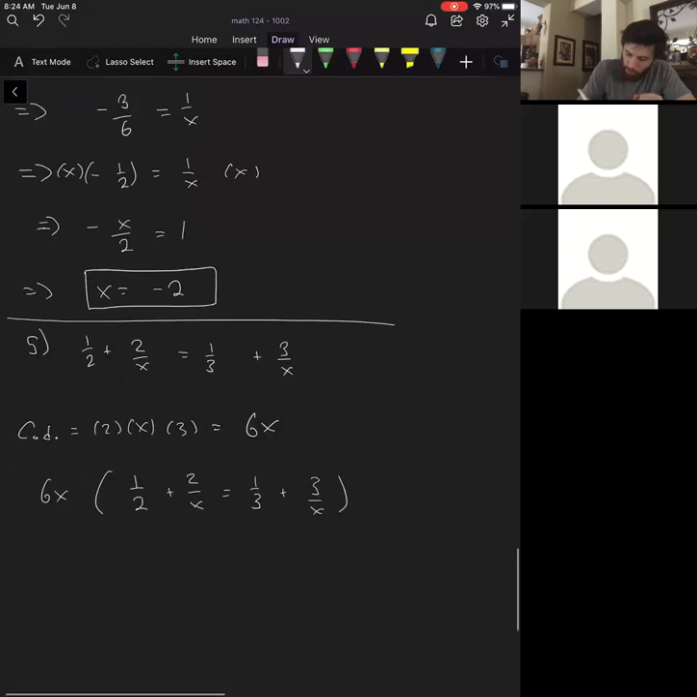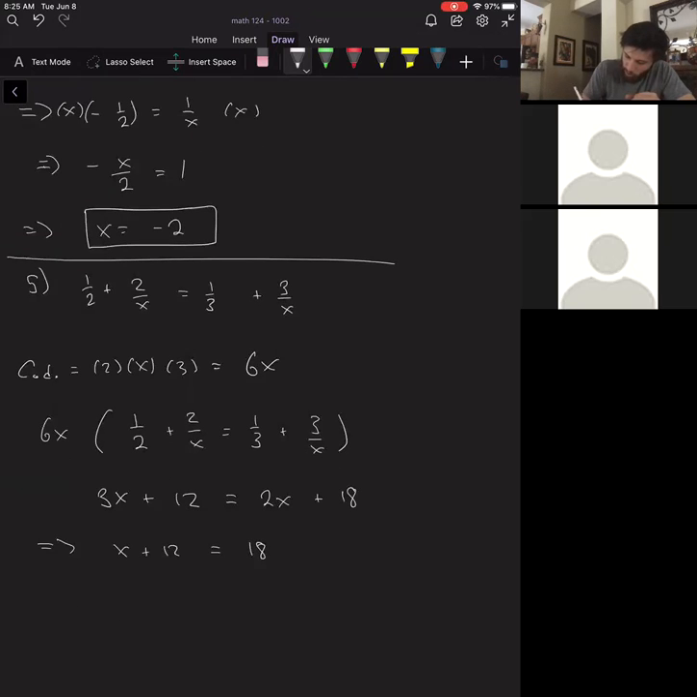If we multiply everything by 6x, first we distribute to the 1/2, and we get 3x. Then we get 12, the x's cancel, equals. Then we get 2x, and then we get 18. All right, so now to solve for x, we can subtract the 2x over. So we get x plus 12 is equal to 18. And then subtract the 12 over. We get x is equal to 6.